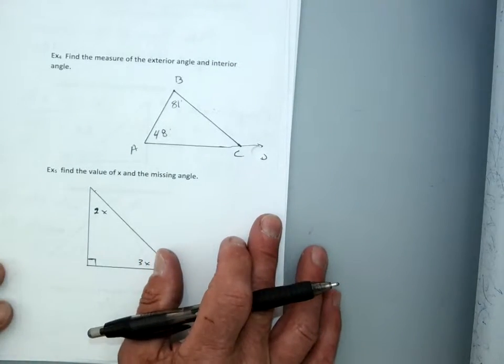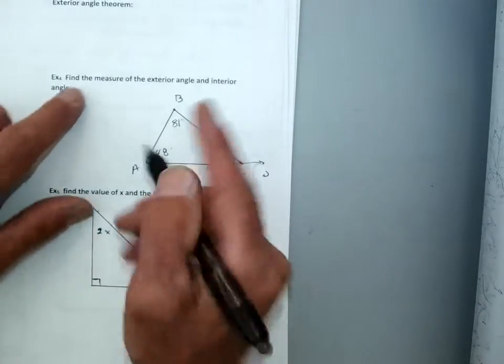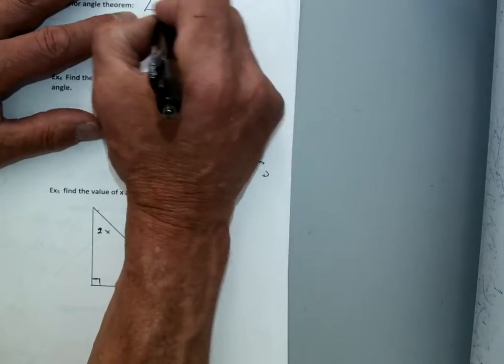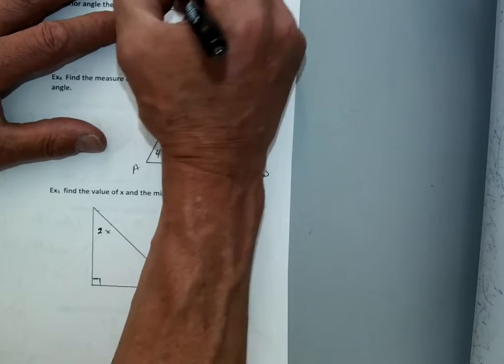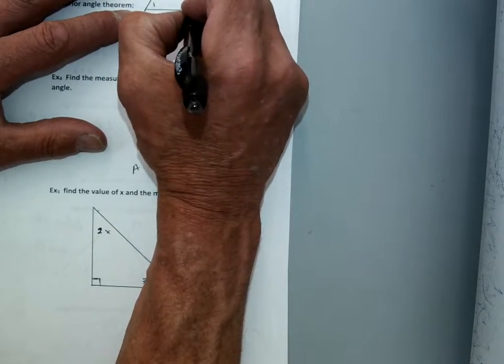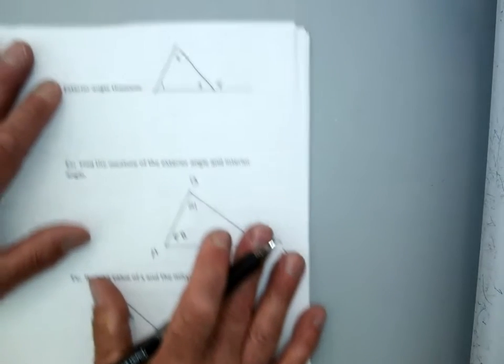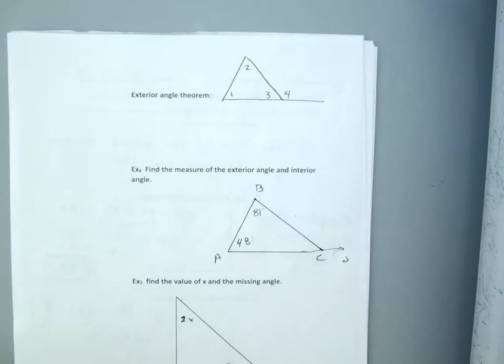You're way ahead. Okay, exterior angle theorem. Let's draw a picture, okay? Draw a picture of angle 1, angle 2, angle 3, and angle 4. Draw that picture right there, okay? Now, here's what happens. Watch this.